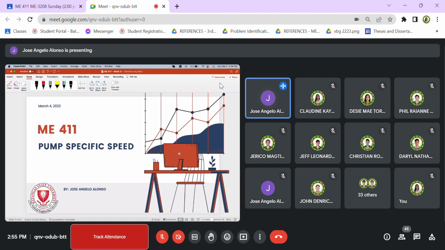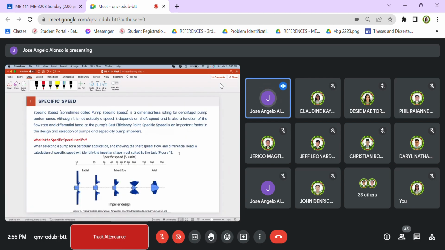Pero ang tanong is bakit? Let's just define first what is specific speed. So specific speed, sometimes called as pump specific speed, is a dimensionless rating for centrifugal pump performance.